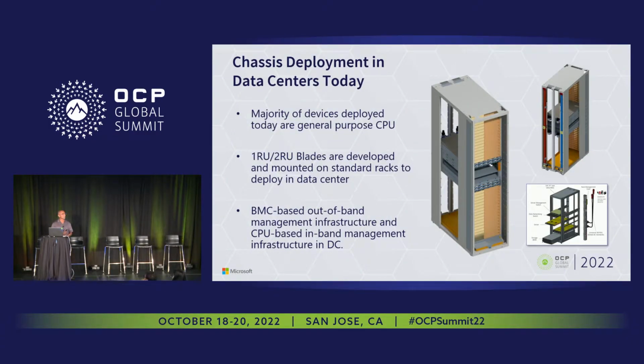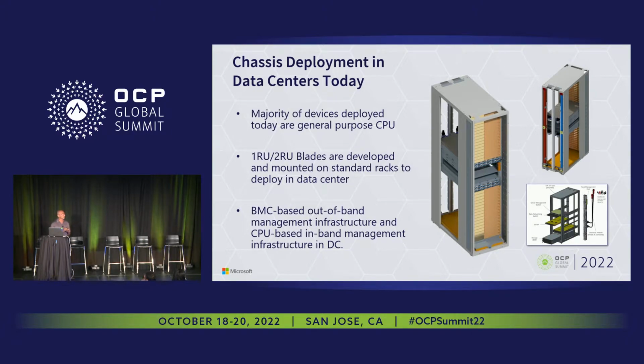The majority of devices we deploy today in our data center are general purpose CPUs. So we design 1RU or 2RU boxes with these devices, put them into one of our standard racks like Olympus, and then deploy them in our data center. With this rack, we get a powering strategy, cooling strategy, form factor, and connectivity.